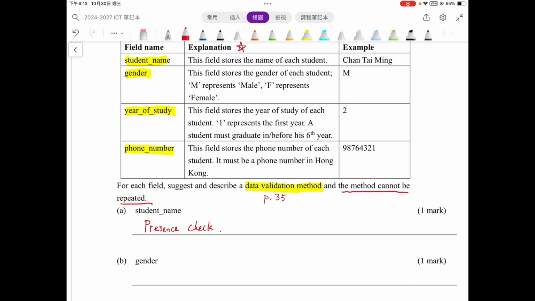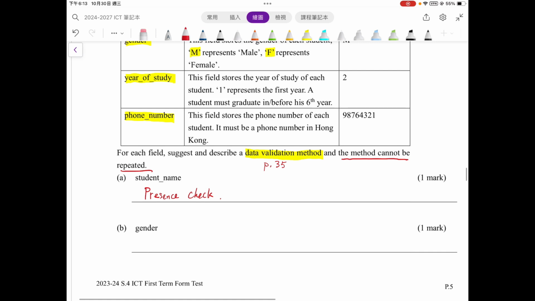For example, the first one, gender, right? In the gender field, they have told you that only M or F can be the data input by the users. That means the user is restricted to these 2 options only. They cannot create other answers other than M or F. So by the table, if you read through the table in your textbook, you should be sure that for this kind of thing you need the fixed value check, because this is the meaning of fixed value.